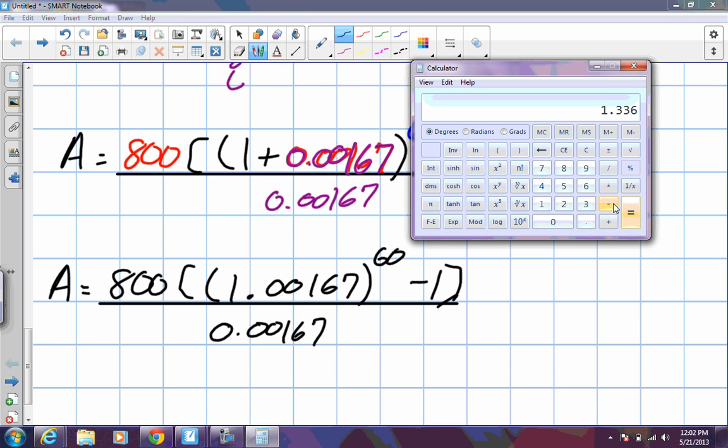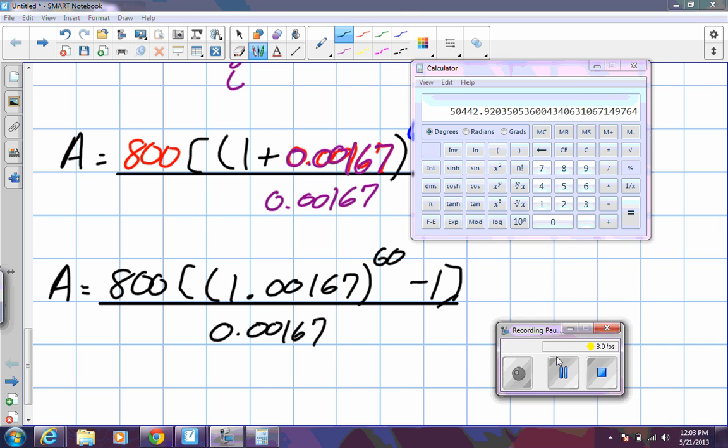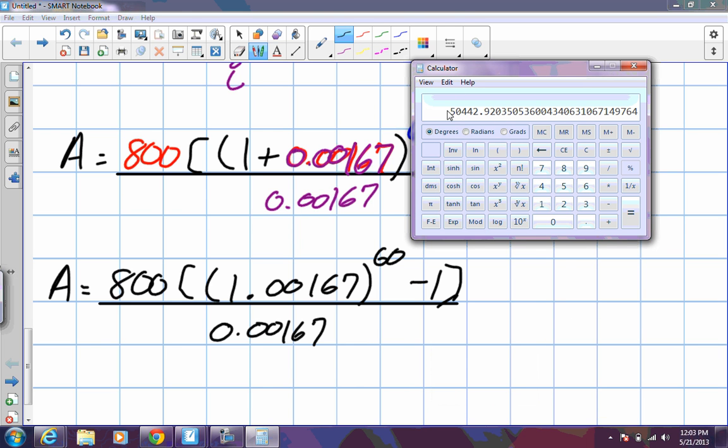Is that a decimal or what? I'm making an error here? One second. Sorry, when I typed the number in on the calculator, I made an error. But this is the number we should have ended up with: $50,442.92.